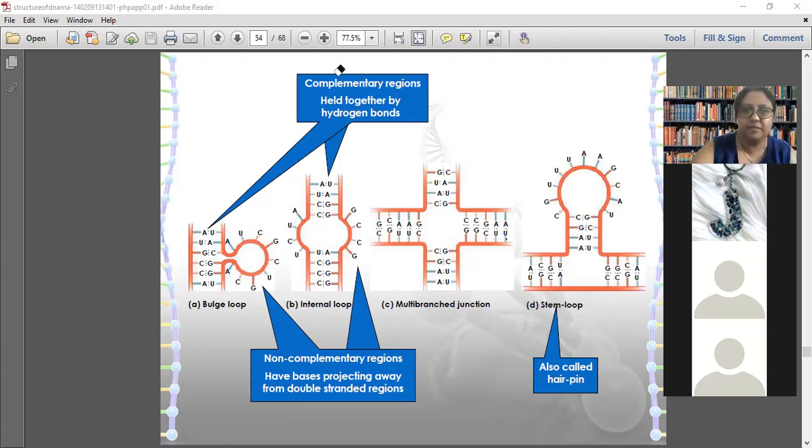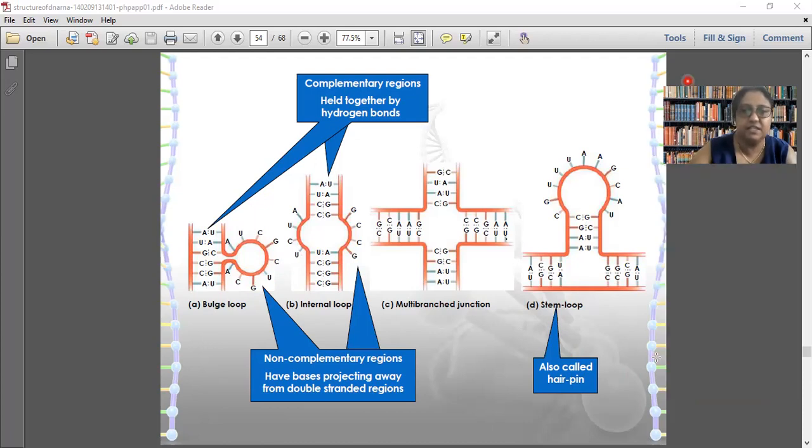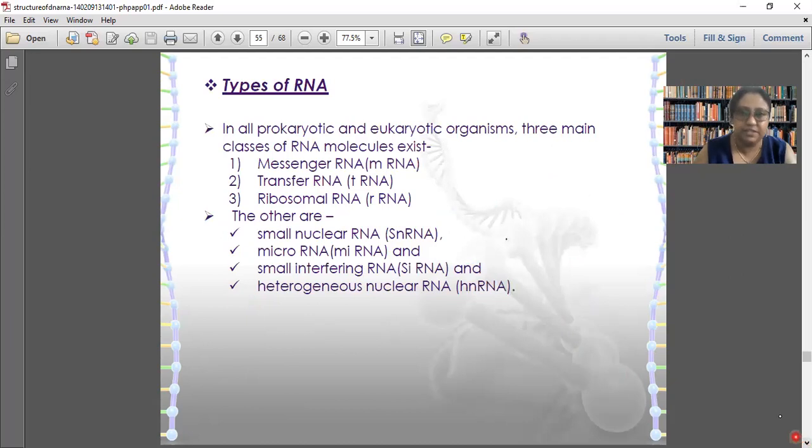Similarly, in this type of RNA, this is one strand, and some other RNA piece is there which has a loop-like structure. So this is hairpin structure, multi-branch junction, internal loop, bulge loop. These are the cases which may be present even in single-stranded RNA depending on the complementary sequences.